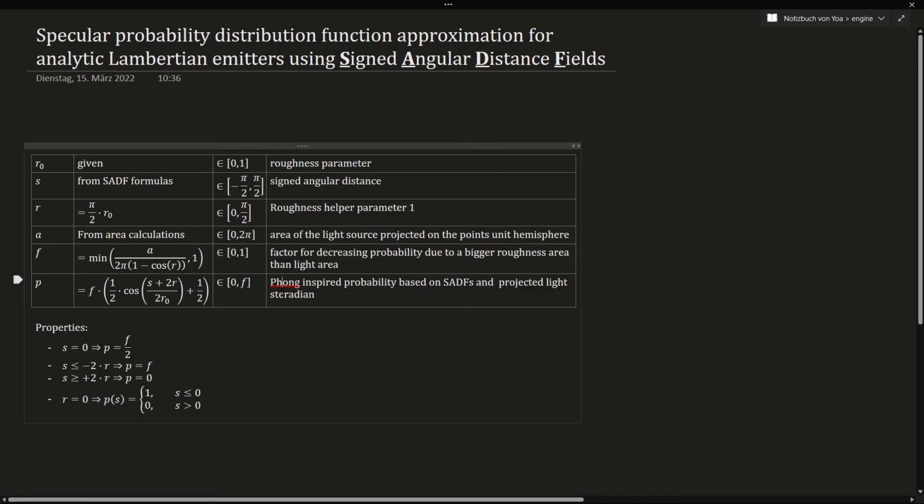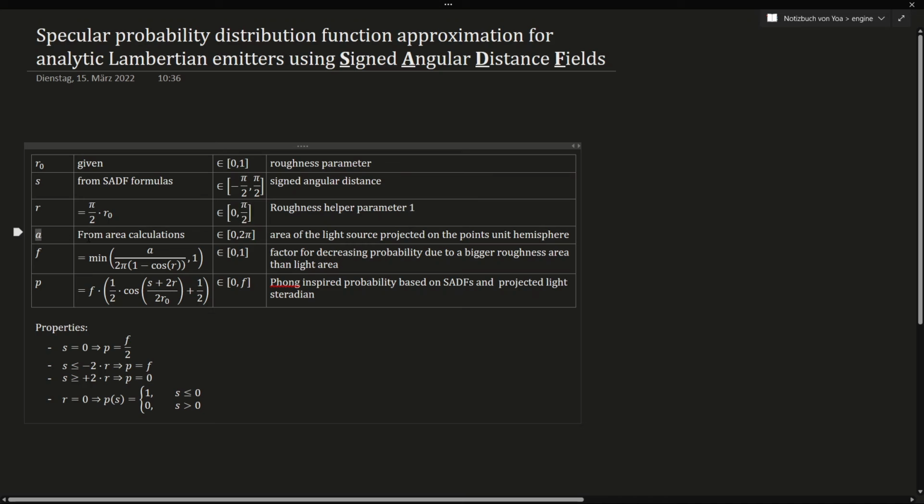The only thing this mathematical model needs is the roughness parameter R0, which is given in a range between 0 and 1. I usually get that from a roughness texture. Then S is the signed angular distance to the projected light source on the point's unit hemisphere. Then we have a roughness helper parameter, R2, which is just the roughness remapped from the range 0 to 1 to 0 to pi over 2.